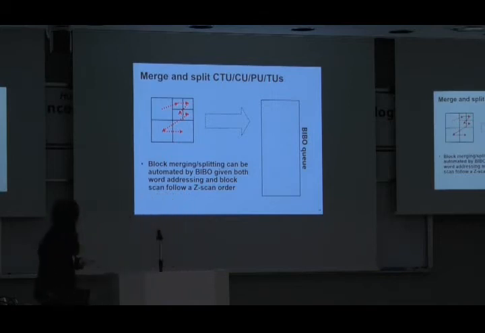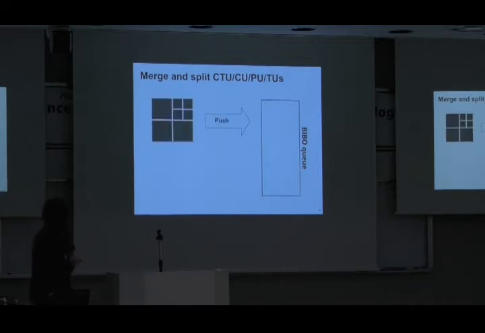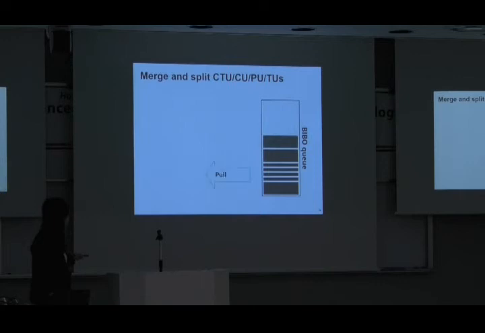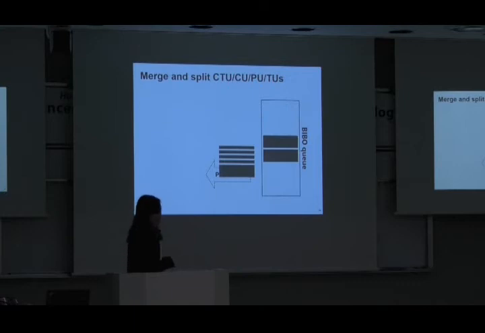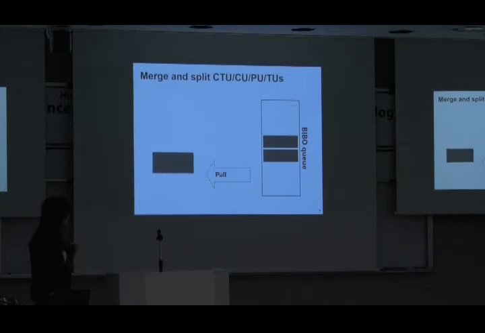For example, this is the processing order for this one. This is just one example. We divide it like this, and when we finish one block, we push it into the BIBO queue one by one. For the BIBO queue, the output is processed first in, first out. When we pull out, we combine many blocks together. At this time, we combine several small blocks into a larger one, and we can also split one larger block into smaller ones.